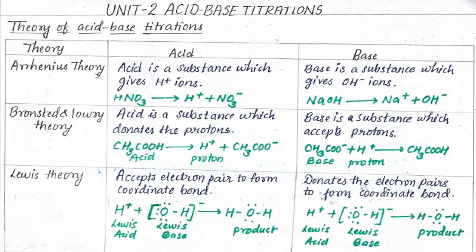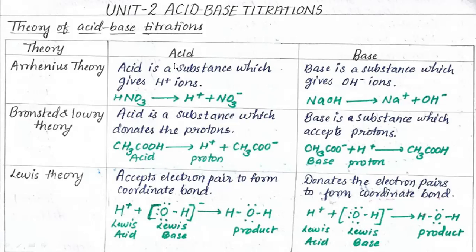The first one is Arrhenius theory. According to Arrhenius theory, an acid is a substance which gives H plus ions. When the compound is dissolved in water, in aqueous medium, if it gives H plus ions, then that compound is called an acid. In the same way, if a compound or substance, when dissolved in aqueous medium or water, gives OH minus ions, then that compound or substance is called a base, right?